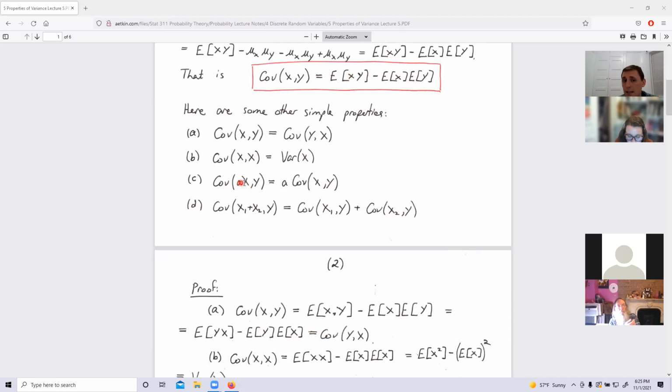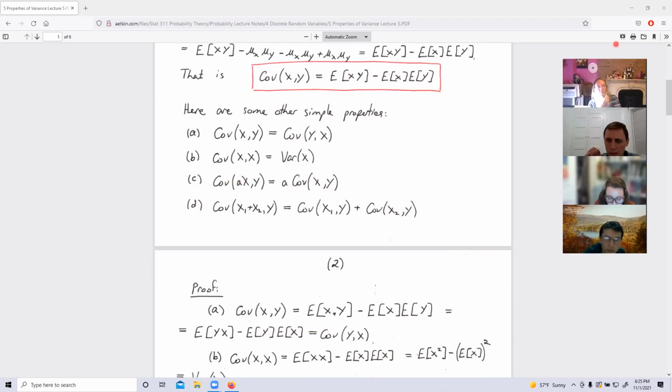C: it's called bilinear, if you remember. The reason you don't use that language is that when you say linear function or linear map, you have a vector space in mind. But here we just have a sample space in mind. Aside from that, you can see that covariance, if expected value is analogous to a linear map, is additive and you can move scalars out.